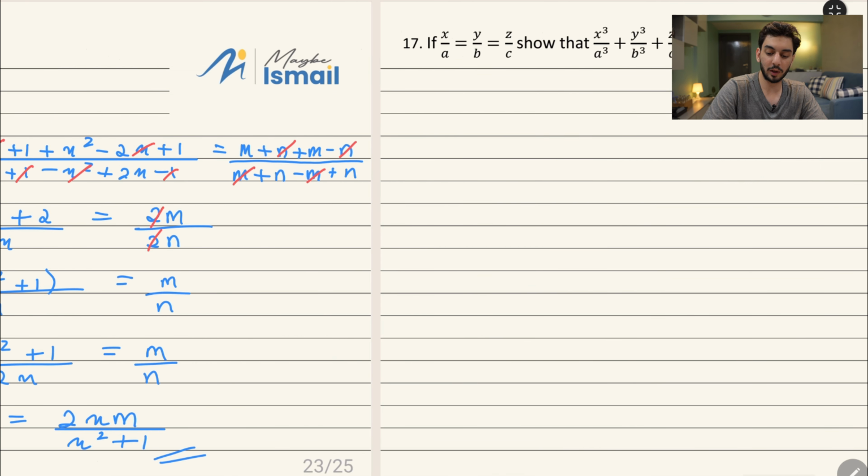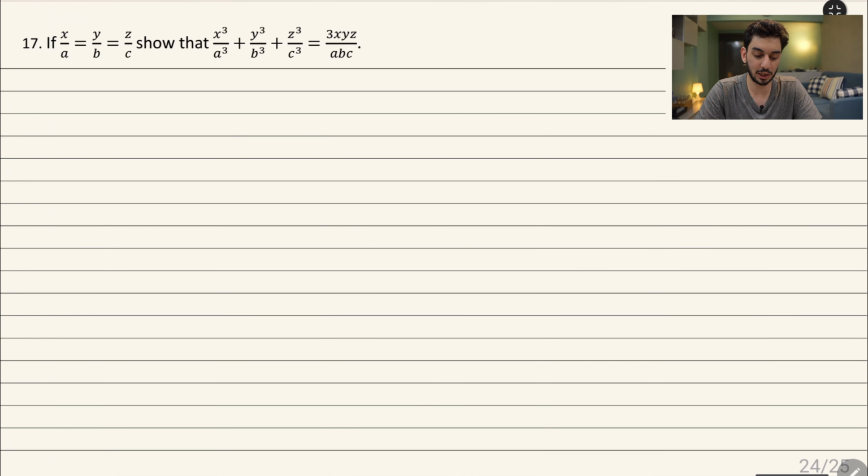Okay, let us move ahead to the last question of this session. This says if x upon a is equal to y upon b is equal to z upon c, I have to show that x cube upon a cube plus y cube upon b cube plus z cube upon c cube is equal to all of these things. Let us start with the thing that I need over here. What do I need? I need x cube upon a cube plus y cube upon b cube plus z cube upon c cube. That is my left hand side.